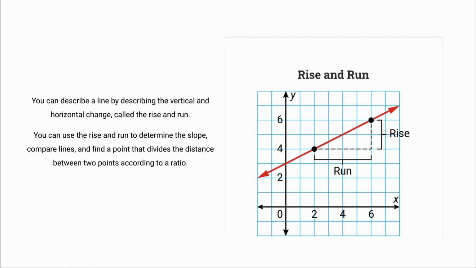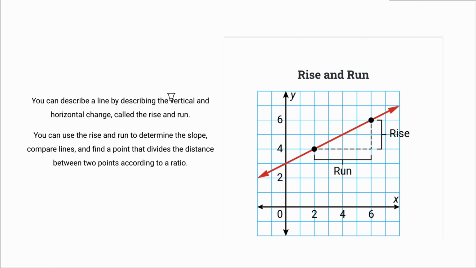So you can describe a line by describing the vertical and horizontal change called the rise and run. You can use the rise and run to determine the slope, compare lines, and find a point that divides the distance between 2 points according to a ratio. And there's a picture of it. All right. I want you guys to get with your groups and take about 4 minutes to talk about and mark up the text and go.